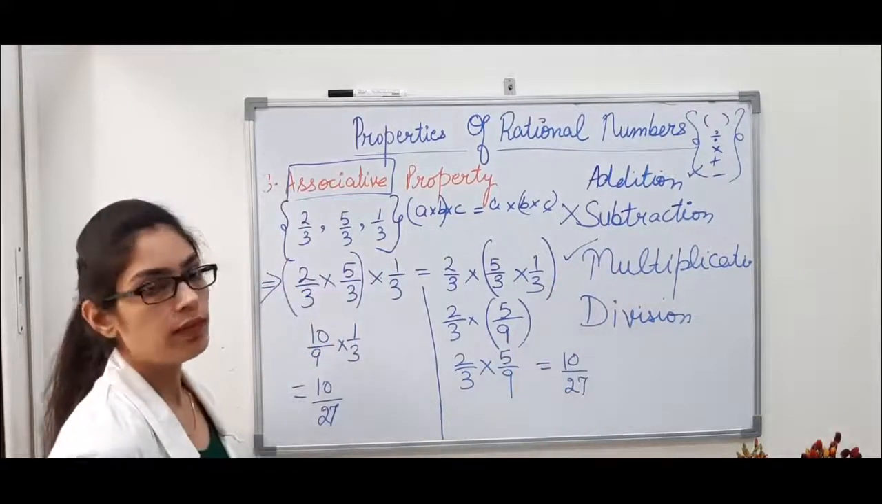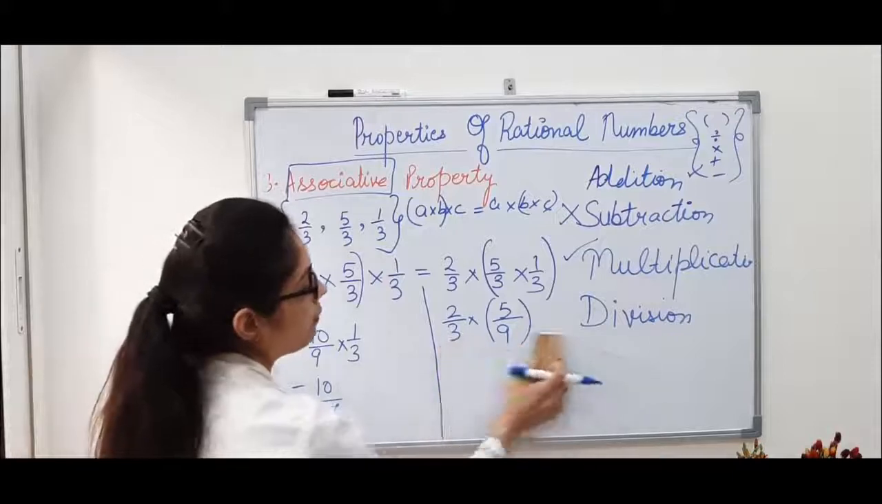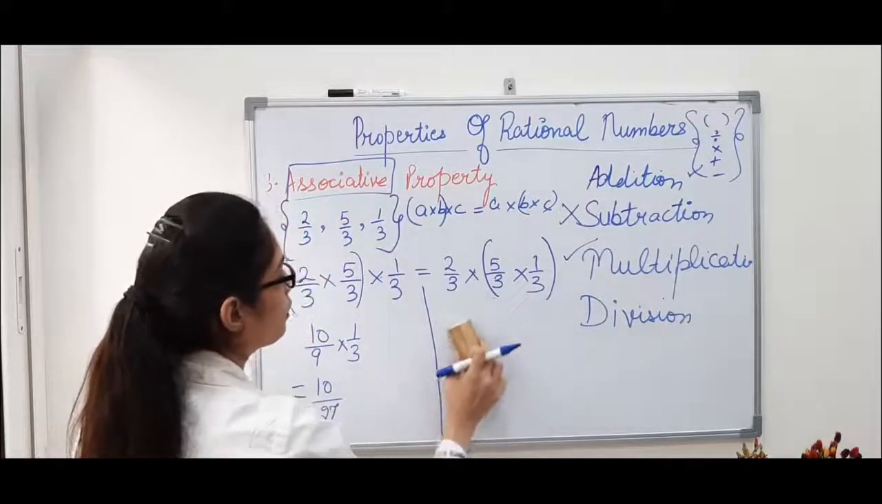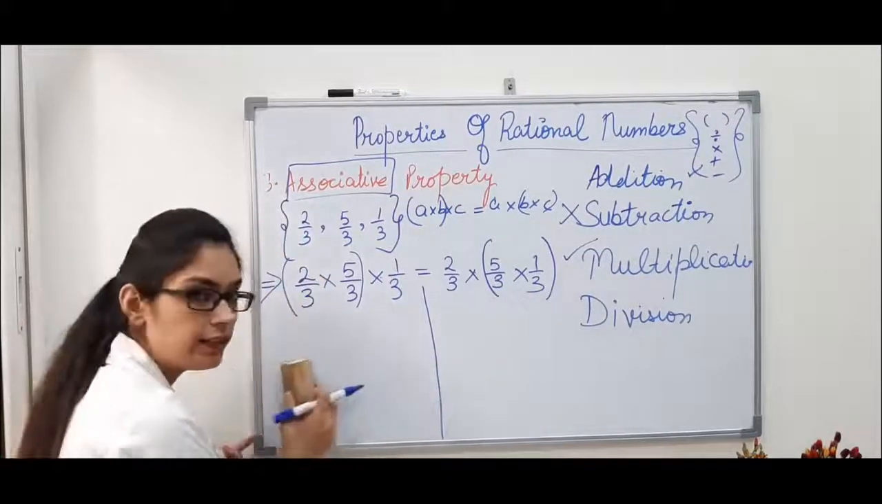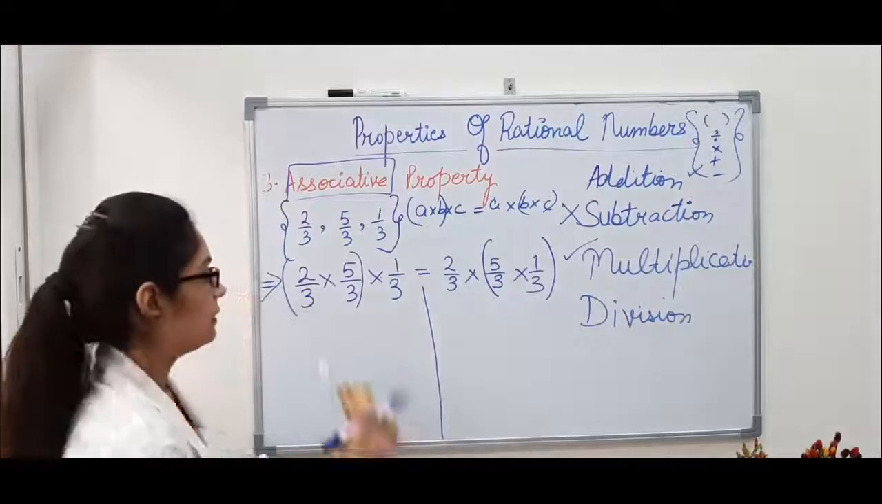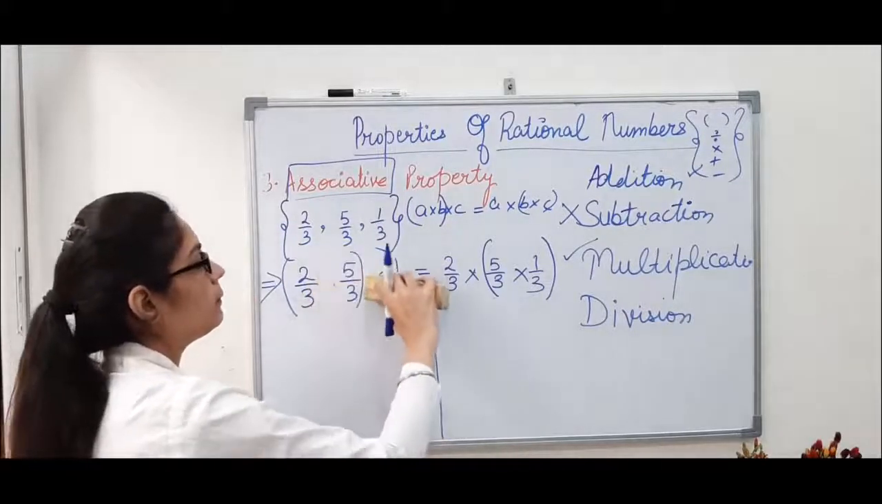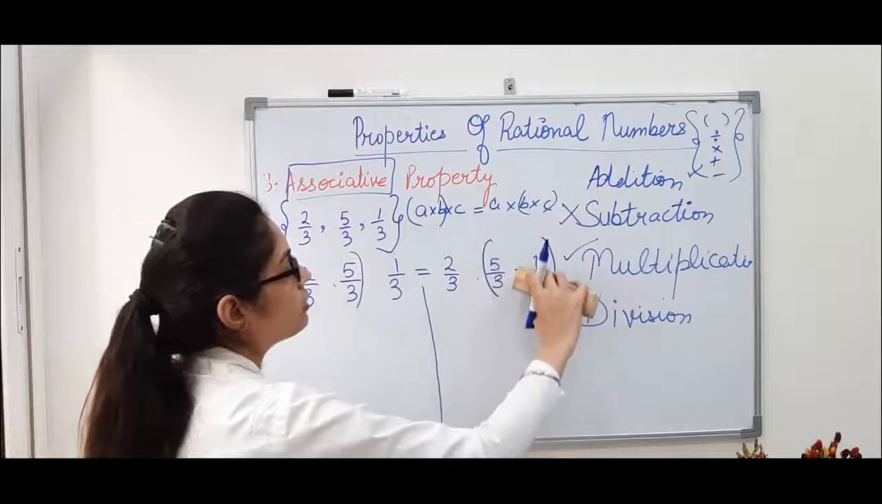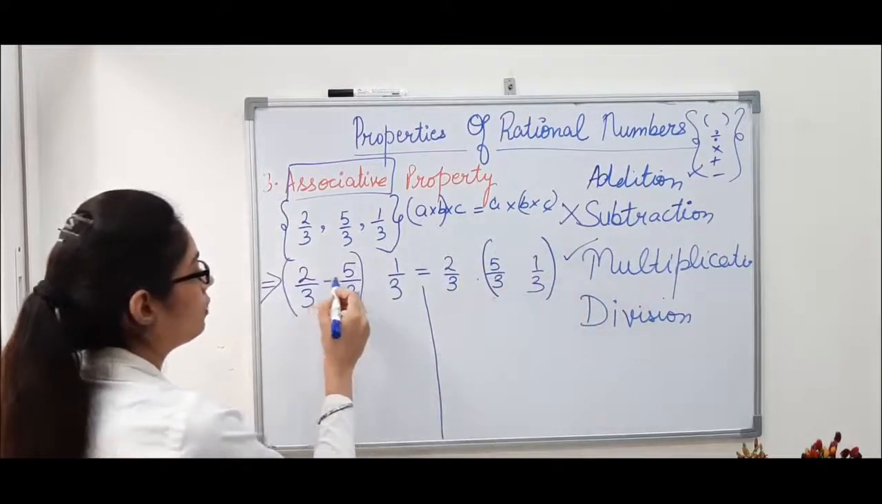Now let's do it for division. Again, we will assume the same numbers. The only thing we have to do is change the signs. Instead of multiplication now, I will just change my signs to division.